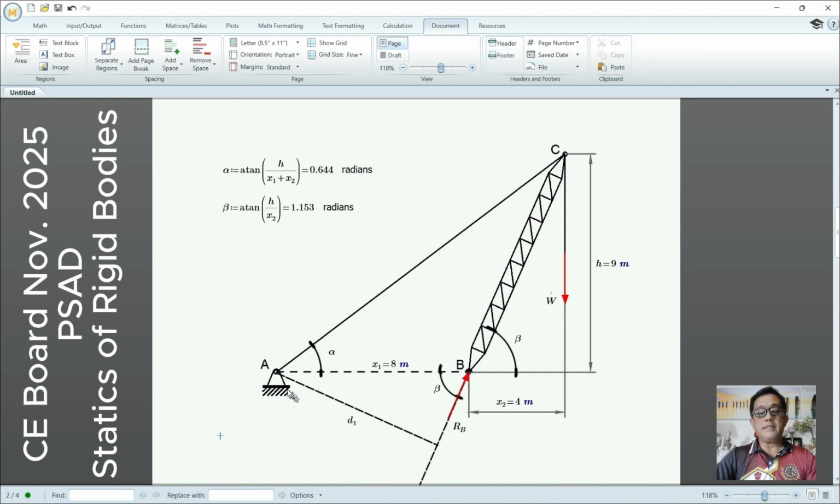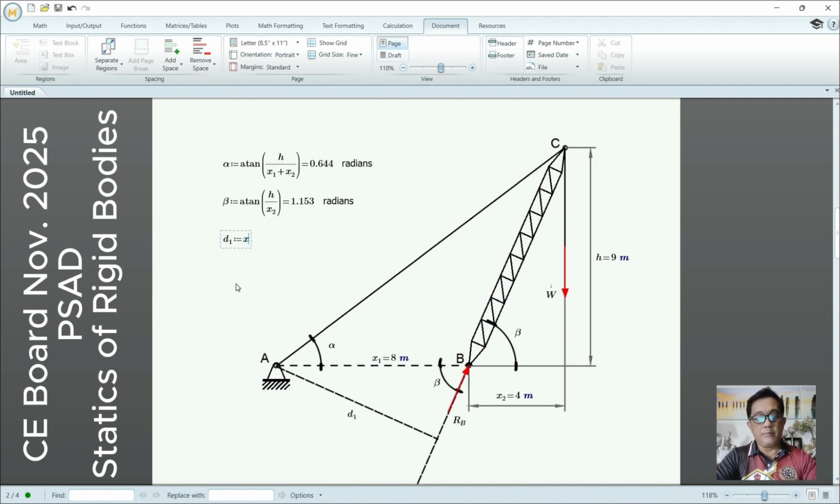Okay, to solve D sub 1, this D sub 1 is the opposite side of the angle beta, and we're given this side, which is the hypotenuse of the right triangle. So this one is the hypotenuse times the sine of the angle beta. So D sub 1 equals X sub 1 times the sine of the angle beta equals 7.31 meters. So now we have the moment arm for RB. The moment arm for W is just the sum of x1 plus x2. So therefore we can proceed with summation of moment at A equals 0.